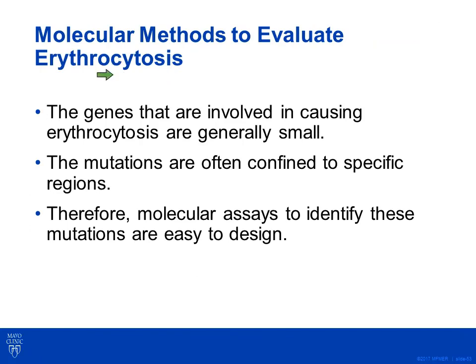So it has not been too difficult to develop molecular methods to evaluate these disorders that I've described, and that's for one of two reasons. The first is that many of these genes are, fortunately, rather small, so we can just sequence the entire gene. Or the mutations are conveniently confined to specific regions of the gene, so we only have to look in a specific exon. So we've been able, and others have been able, to easily develop these methods to identify these mutations.